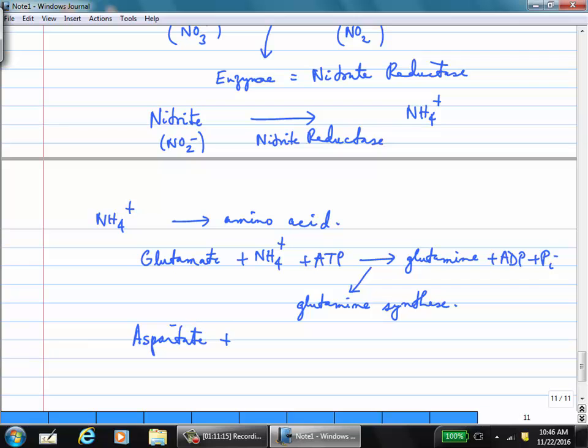So even aspartate plus an amino group gives you, so aspartate is also an amino acid, aspartic acid. If you add an amino group to that at a particular location, again, we are not worrying about the details, then you get another amino acid that is called asparagine.